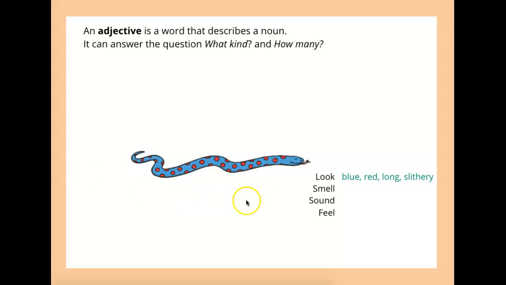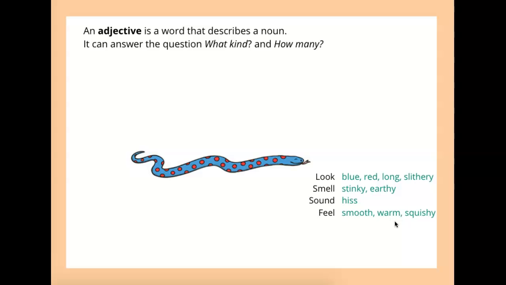It has red polka dots and it is long and slithery. It might be a snake that smells stinky or earthy since it's always crawling on something. And since it's a snake, it would hiss. So it is a hissing snake. It may feel smooth, warm, and if it's a toy snake, it would feel squishy, a squishy snake.